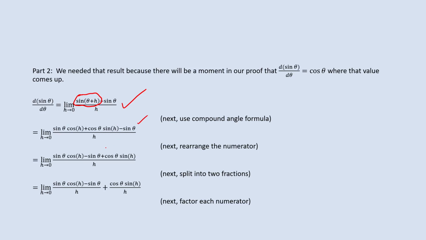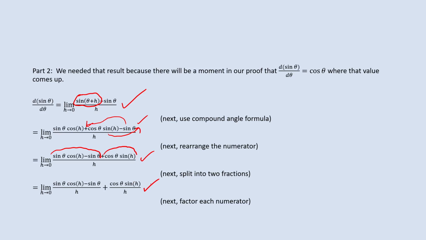Okay? And what we can now do is reorder this a little bit. We've got sine theta cos h. We're just going to move this sine theta here, and we're going to move that other term to the end. No big deal there. And then, after we do that, we're just going to break this fraction apart. So we're going to have these first two terms over h, and then this last quantity over h.